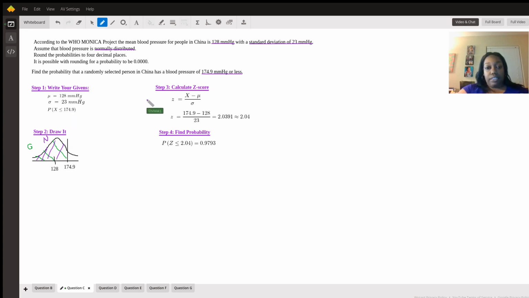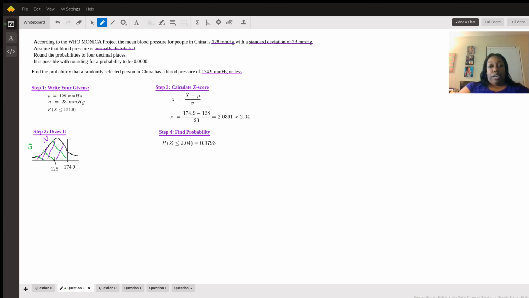So then we're going to calculate the z-score. Again, the z-score formula is the sample mean minus the population mean, divided by the population standard deviation. So we're going to plug in our answers here and do 174.9 minus 128 divided by 23. That gives us an answer of 2.0391. We round that, and that gives us a z-score of 2.04.